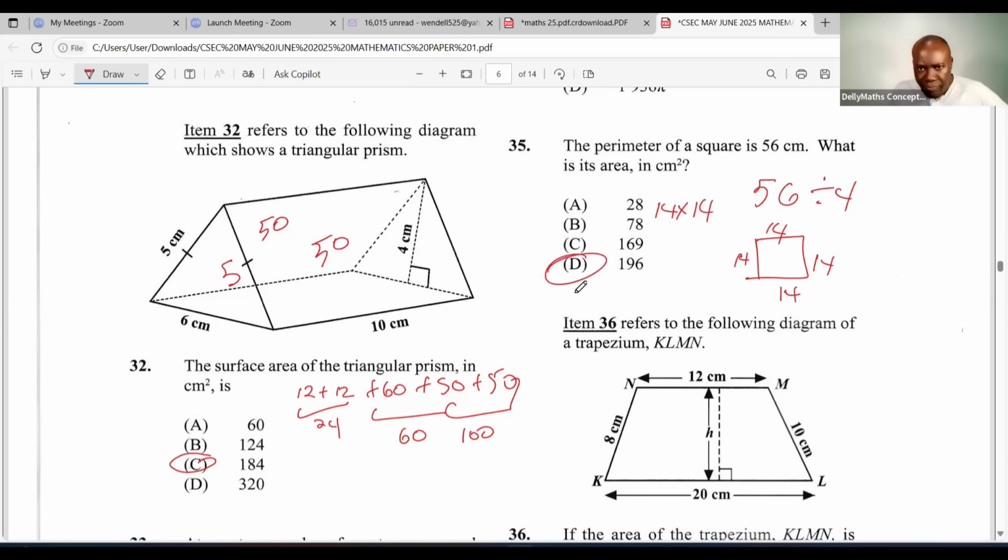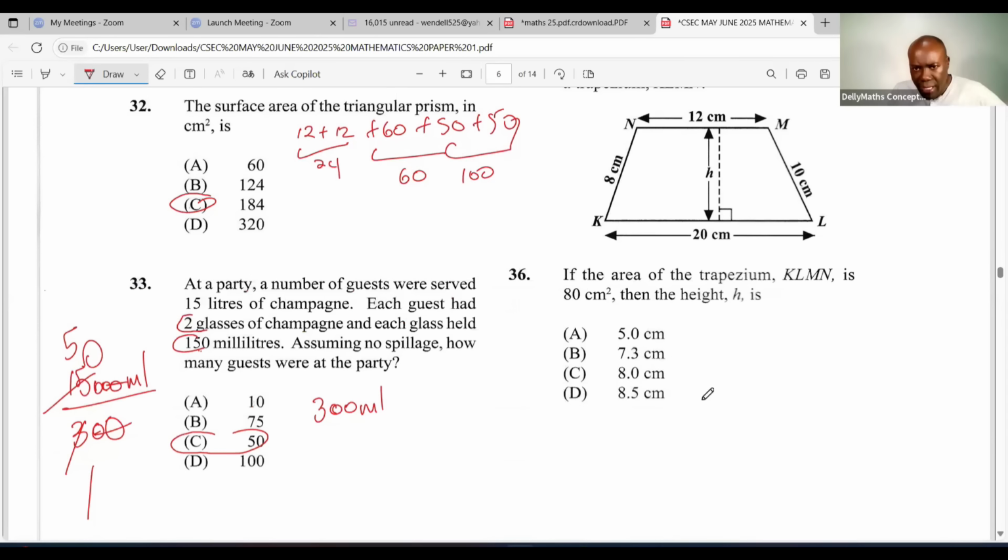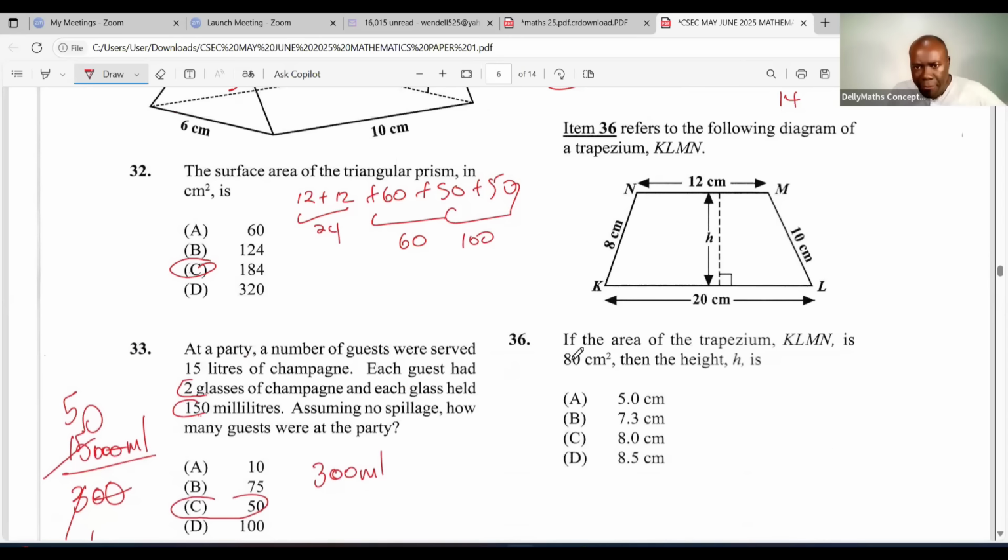For this one, I think this is a repeat question though. It says here trapezium. So the area of the trapezium is that. What is the height? Remember the formula. So 80 is equal to half the sum of the parallel sides times the height. So we're going to have 160, which is equal to 32h. Divide both sides by 32.